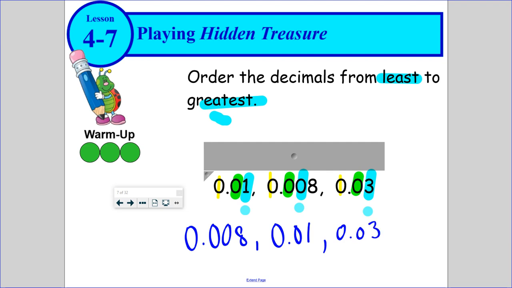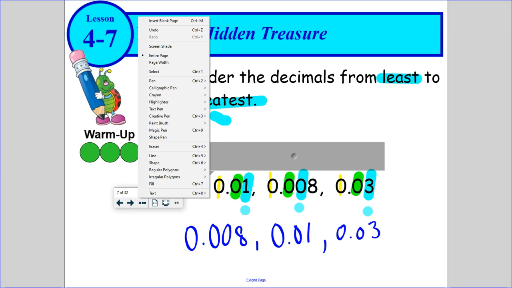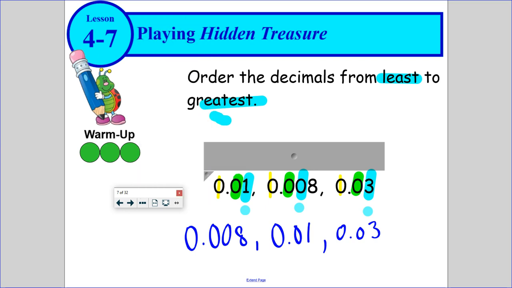And you can also compare these by, let me change my color here. We can just look at this as 0, 0, 8, 0, 1, 0, and 0, 3, 0. And so we ignore all those because those are the same. And then here you would see we could compare these three numbers, and we know that 30 is the biggest, this is the smallest, that's the middle one. Okay.